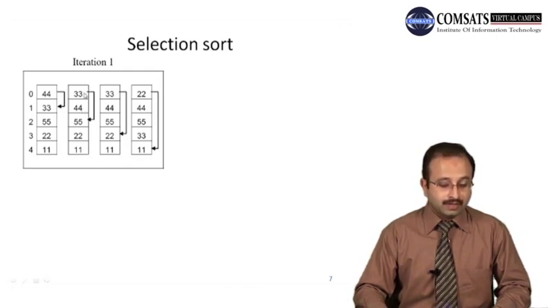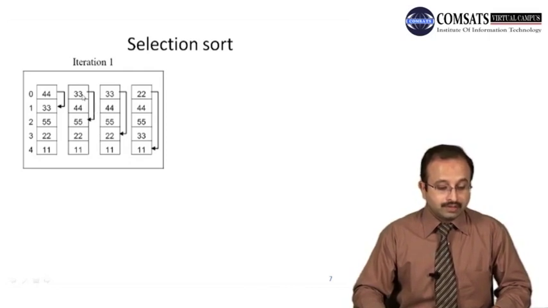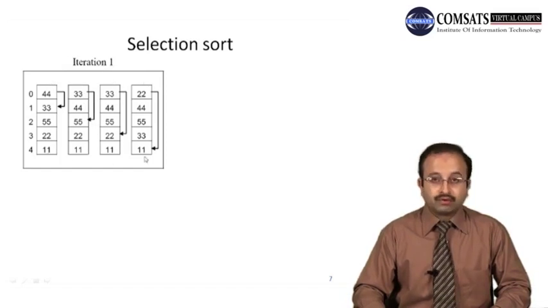Then you compare again with 33, the element at the 0th index. Now it's 33, not 44, because you performed the swapping. If 55 is greater than 33, the condition is false, so you won't perform swapping. Then in the next iteration, so we have the outer iteration and the inner iteration 1, inner iteration 2, inner iteration 3, inner iteration 4.